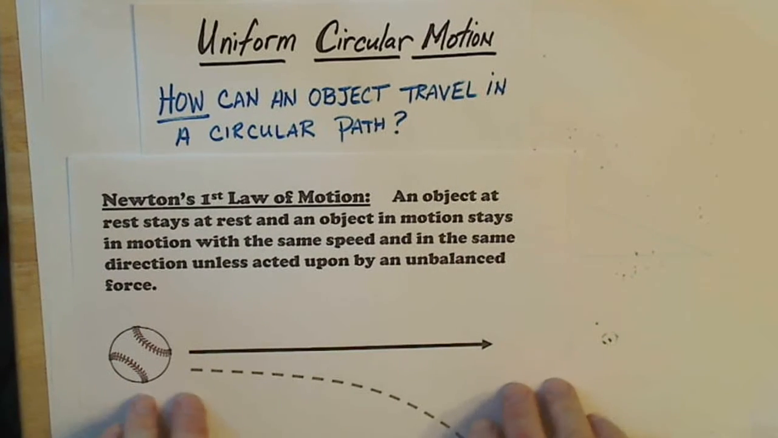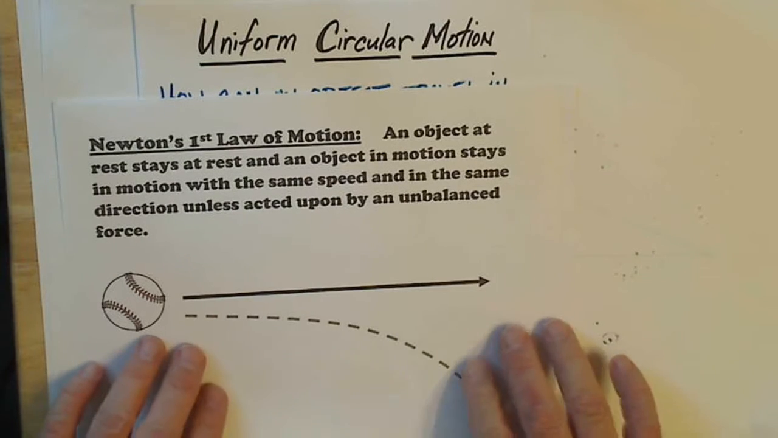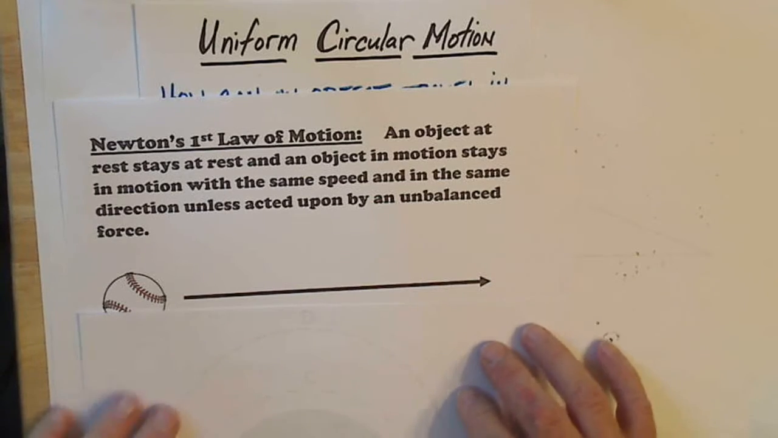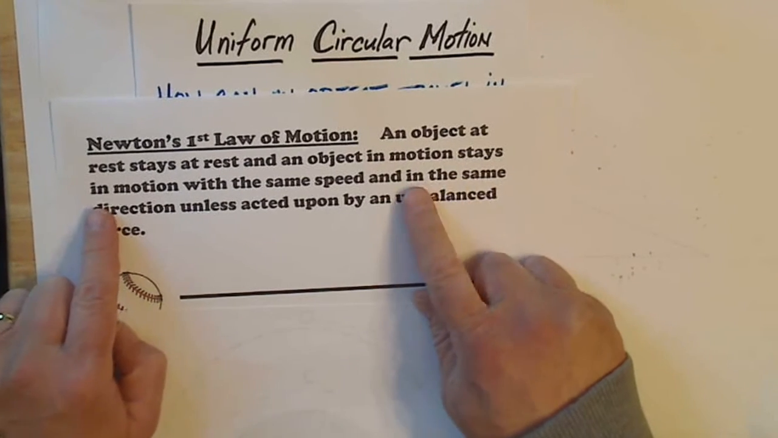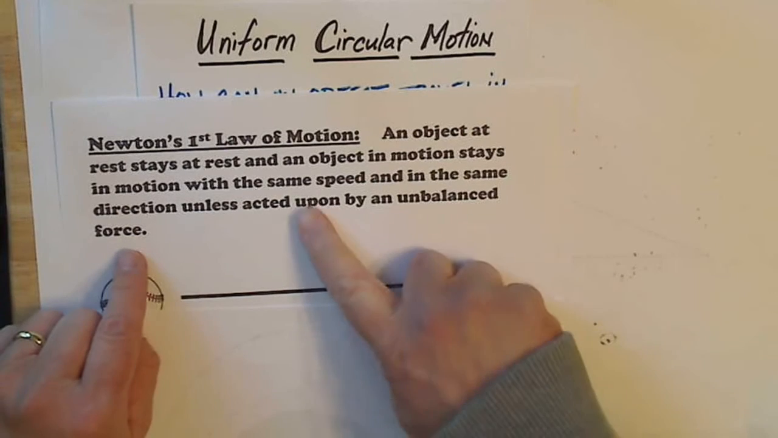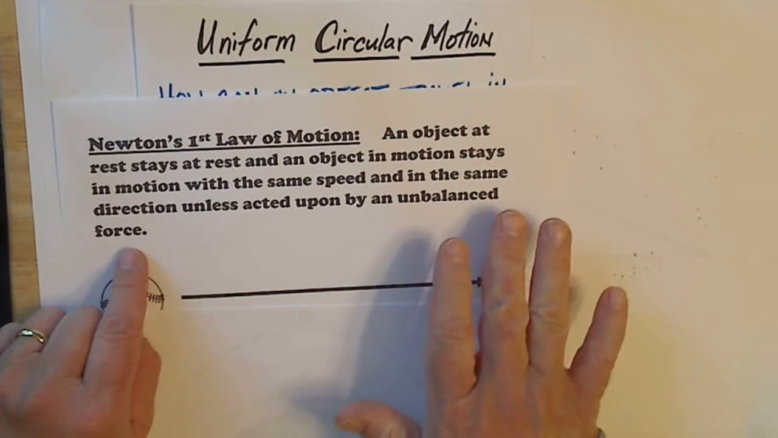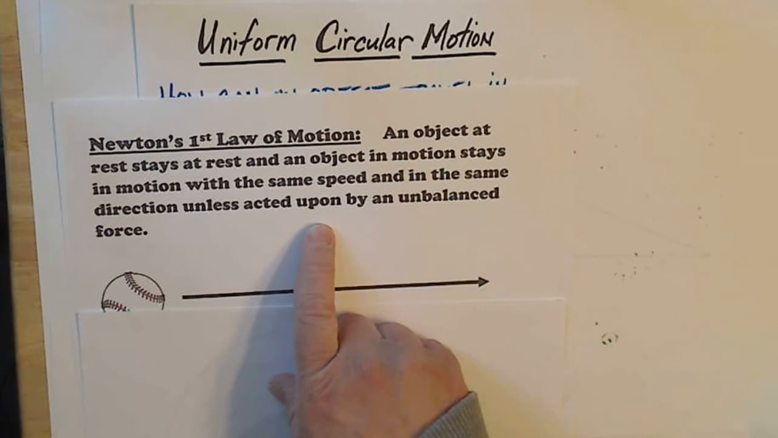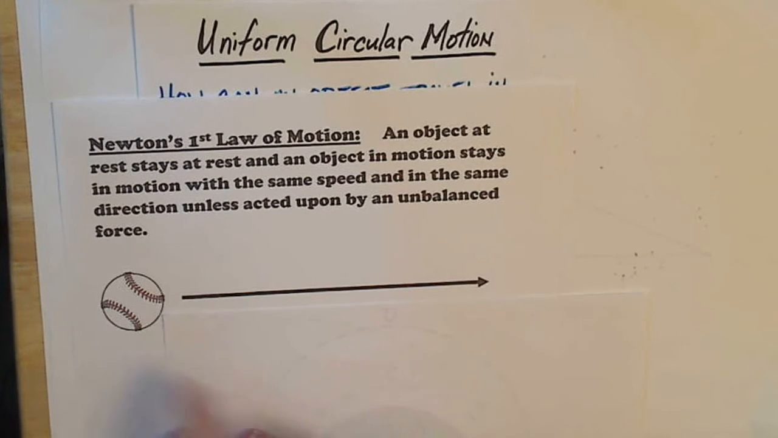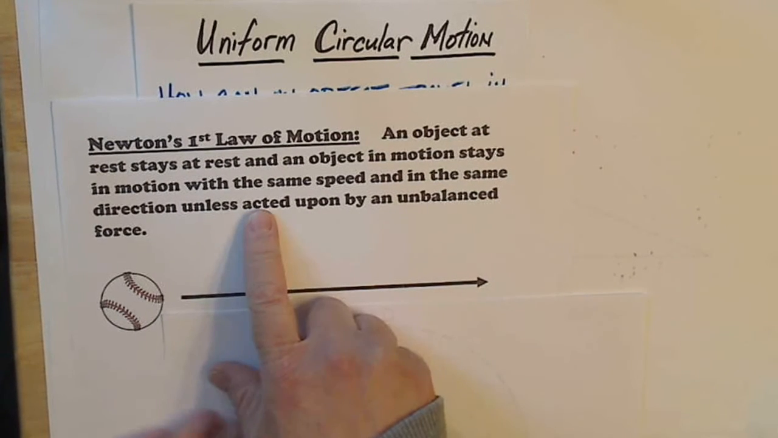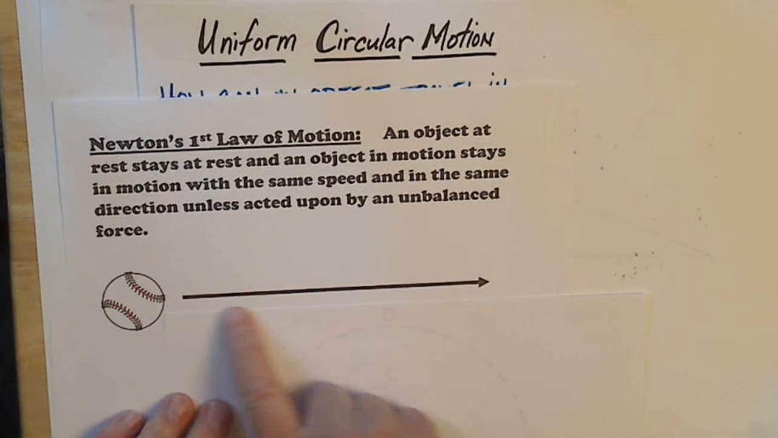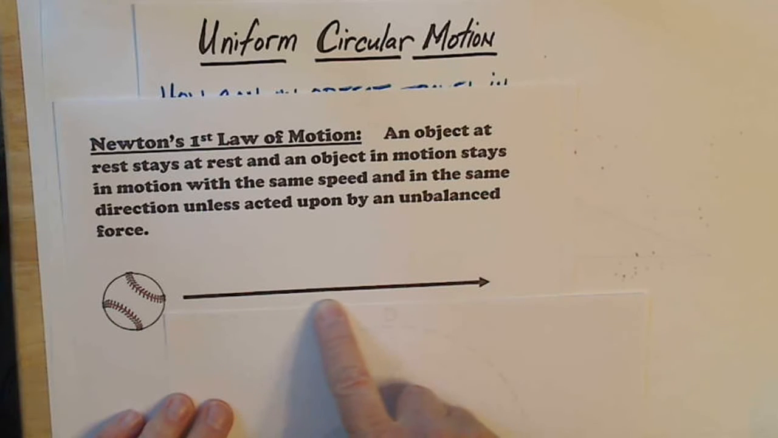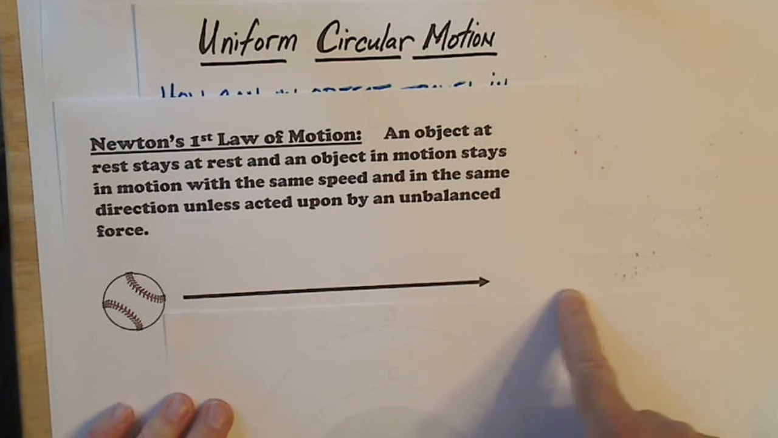is that Newton's first law of motion states that an object at rest stays at rest, and an object in motion stays in motion with the same speed. In other words, the velocity doesn't change, and in the same direction, unless acted upon by an unbalanced force. So for example, if we had a baseball and Newton's law of motion completely holds true, then when you throw that baseball, if you neglect air friction, that ball should continue on at a constant velocity in a perfectly straight line forever and ever.